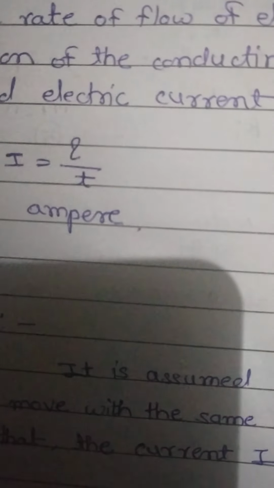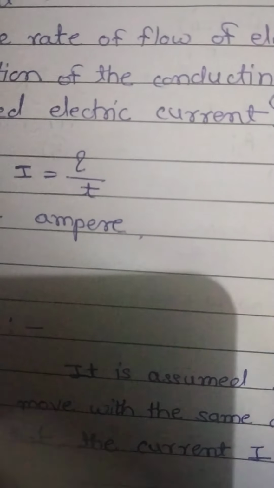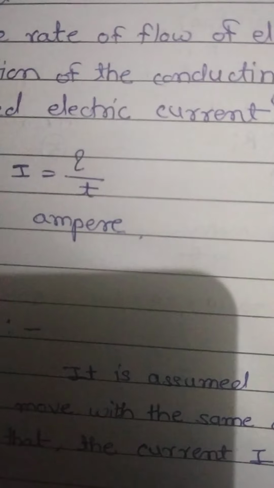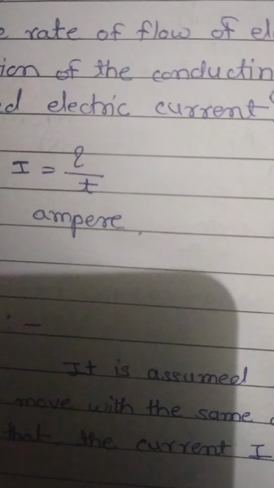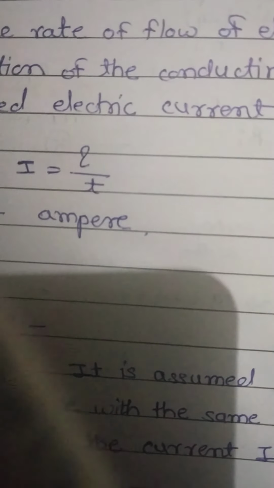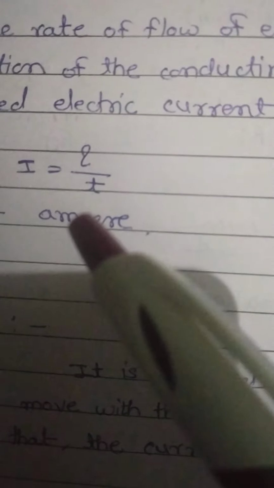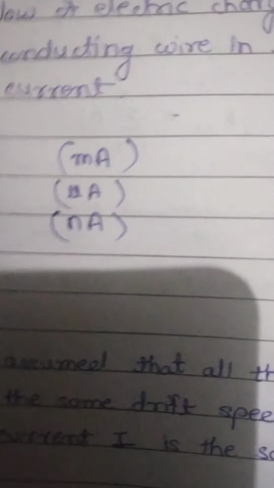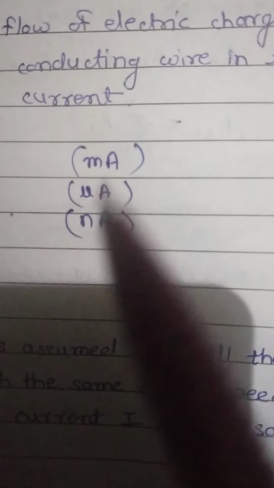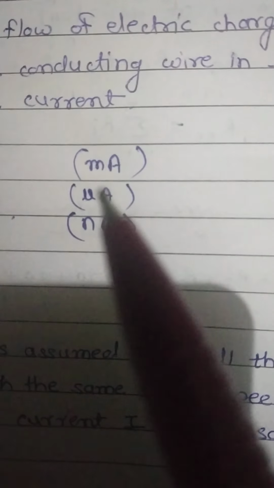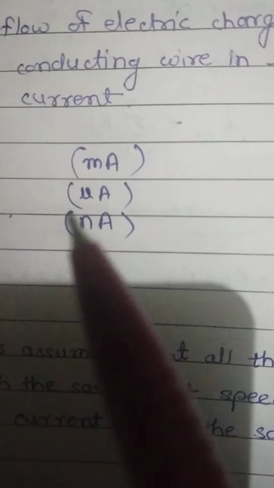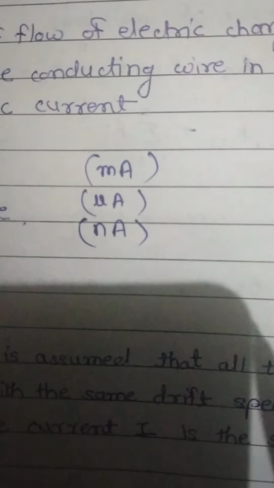The current in a household circuit could be of the order of a few amperes, while currents of the order of milliampere, microampere or nanoampere also exist. So current is also measured in milliampere, microampere and nanoampere.